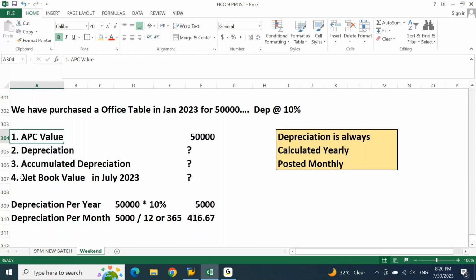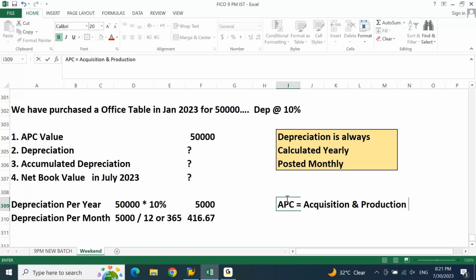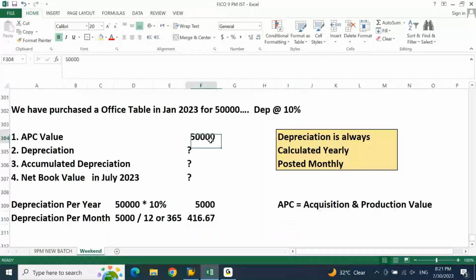Now let's try to fill up this information. We've listed asset purchase value or APC value. APC is nothing but acquisition and production value, or acquisition and production cost. In short, the purchase value is nothing but APC in SAP. In general, we call it the value of your asset purchase or the original cost of your asset. That is nothing but APC in SAP. Your purchase value is 50,000, so I will write my APC value as 50,000.